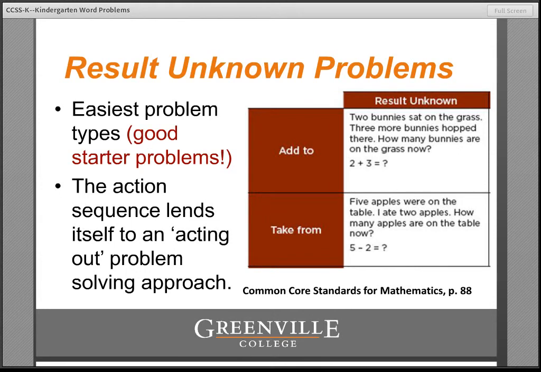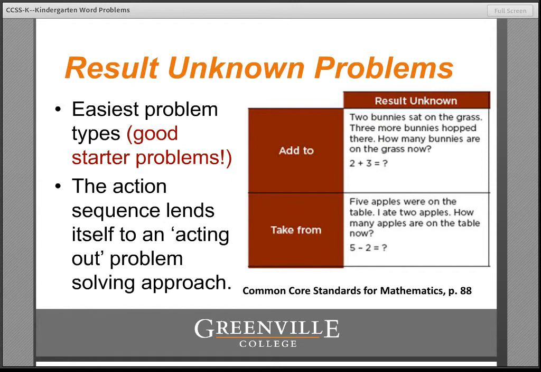Young children do not necessarily read the top problem that you see here with the add to. They don't necessarily read that and say, 2 plus 3 equals question mark. And in fact, that equation is really more to help you see what the structure of the problem is like. I have a set of 2, then I have a set of 3 joining it, and I'm trying to figure out the end result. So the equation is really more for your teacher benefit.